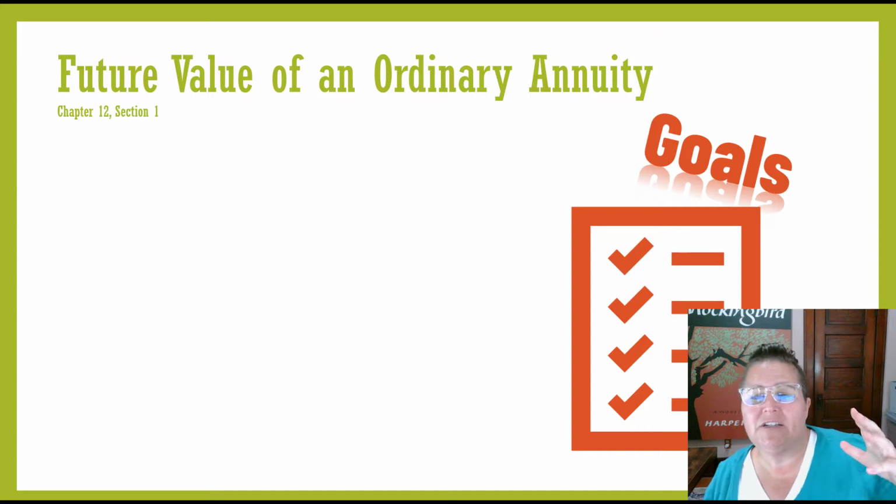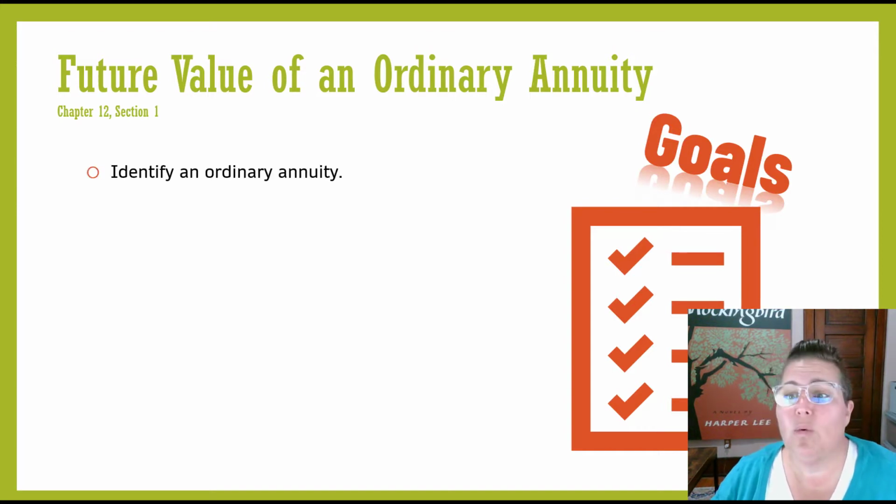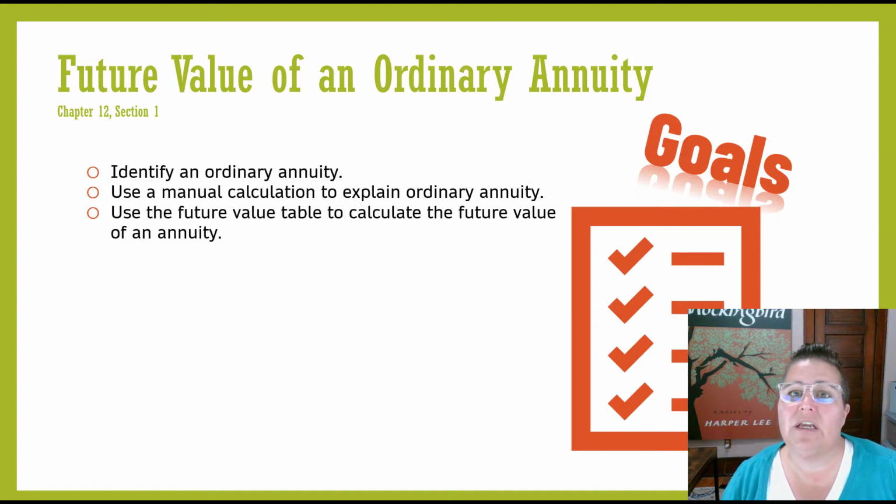So this is chapter 12, section 1. Our goals for this section are as follows. We want you to be able to identify and work with an ordinary annuity. There are several in this section. We are going to be specifically targeting in on an ordinary annuity. We want to use a manual calculation to explain how an ordinary annuity works. And then we're going to show you how to use the future value table to calculate the future value of that annuity. So how much will it be worth in 5 years, in 10 years, etc.